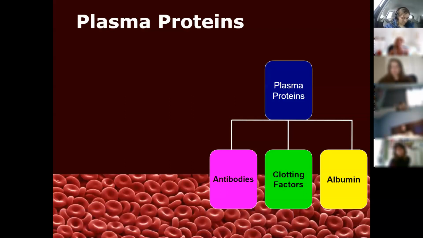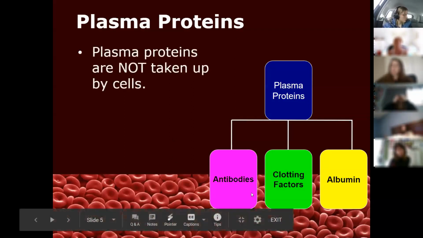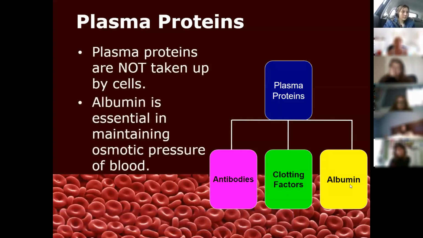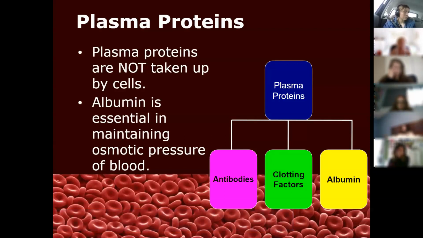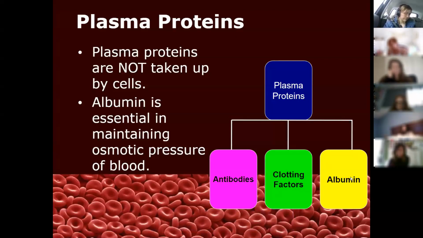Okay, so blood proteins that I'll talk about here are the antibodies, the clotting factors, and albumin. So plasma proteins are not taken up by cells themselves. They will stay in the blood. Albumin, this one here, is important for maintaining osmotic pressure. Basically, that's like the water level of your blood, and that plays a role in the pressure of your blood.